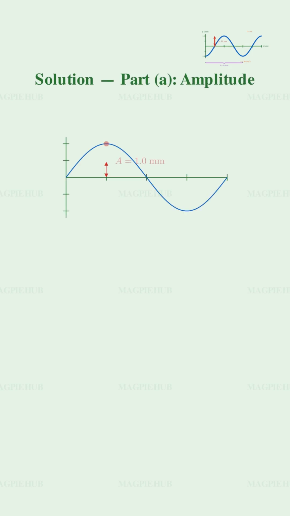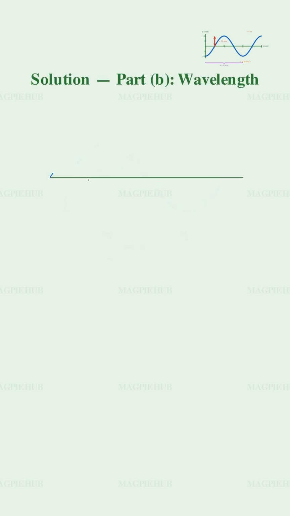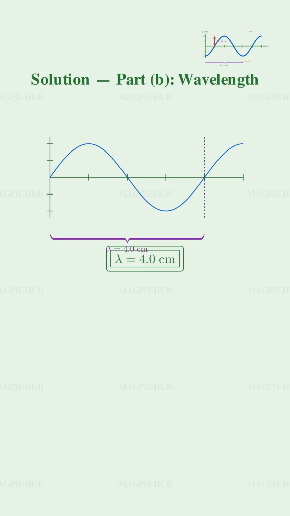Part A. The amplitude. From the graph, the maximum transverse displacement is 1.0 mm. So, amplitude A equals 1.0 mm. Part B. The wavelength. One full cycle on the graph spans from x equals 0 to x equals 4 cm. So wavelength lambda equals 4.0 cm.